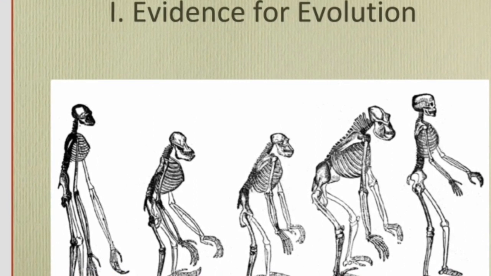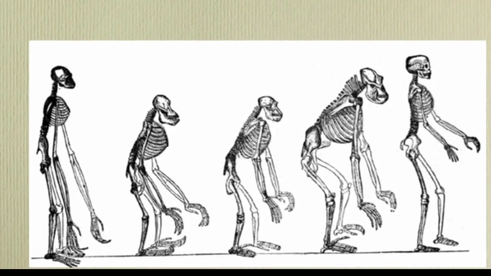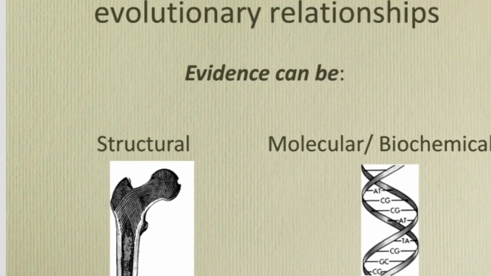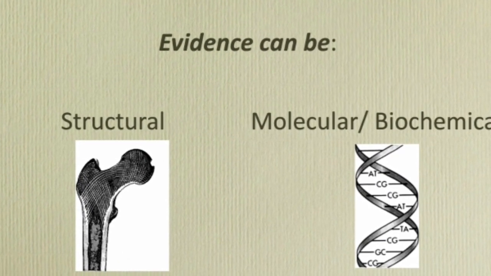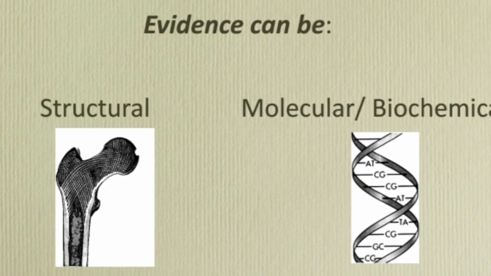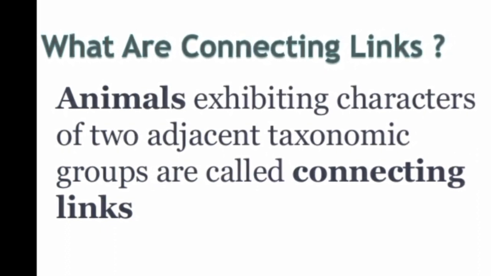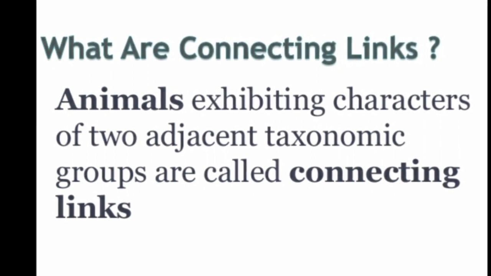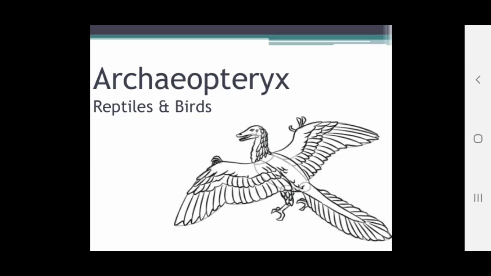Next, you have to study evidences of evolution. These evidences can be at the structural or molecular level, meaning anatomical or biochemical level. In evidences of evolution, you first have to study the connecting link. Animals exhibiting characters of two adjacent taxonomic groups are called connecting links. An example is Archaeopteryx, which is the connecting link of reptiles and birds.